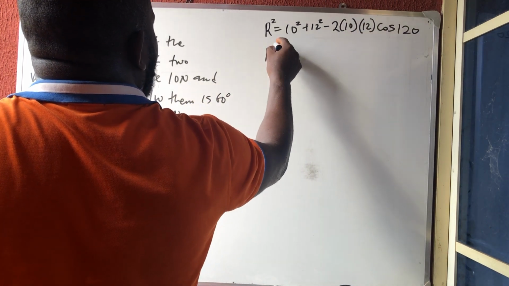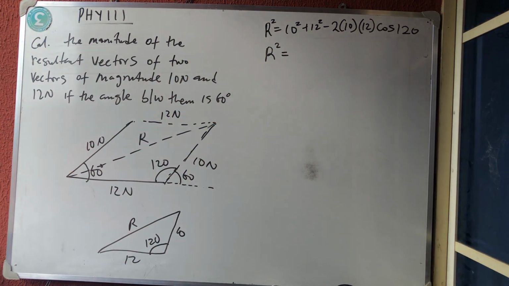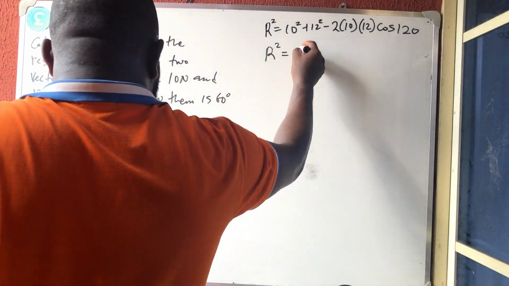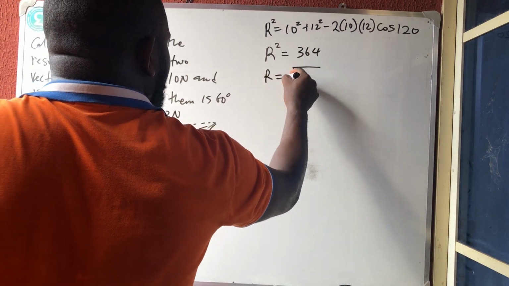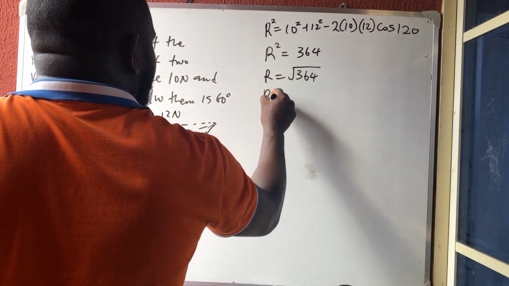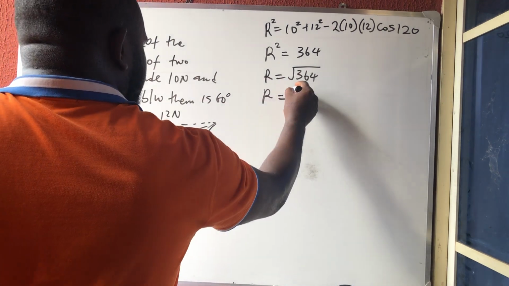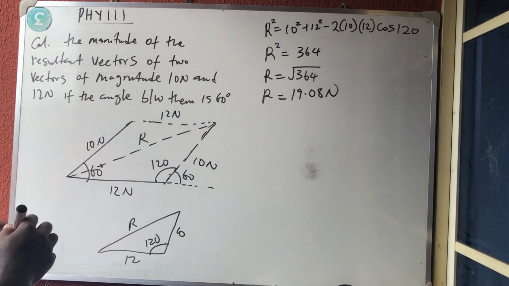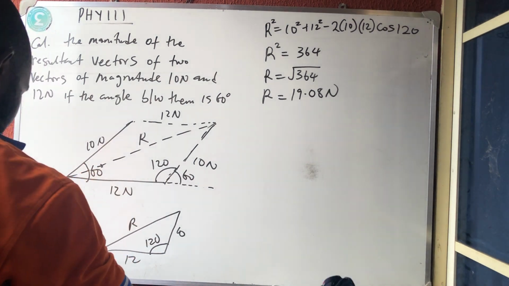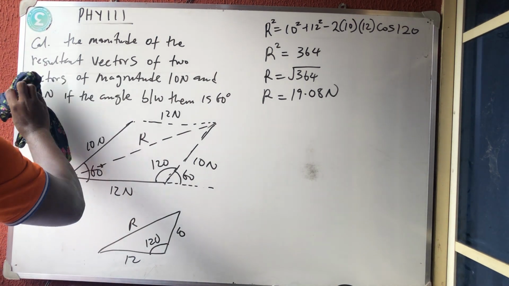So I'm having that R squared is equal to, because of time's sake, if you do everything, you are getting 364. So R is now the square root of 364. So R is equal to 19.08 Newton. Okay, so that is that. You see, it's very, very simple. So let us do another one.